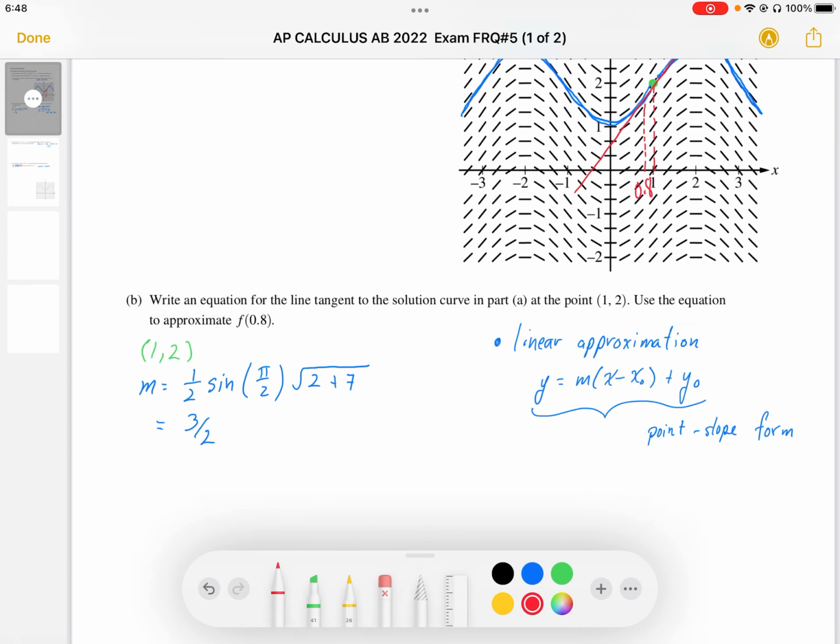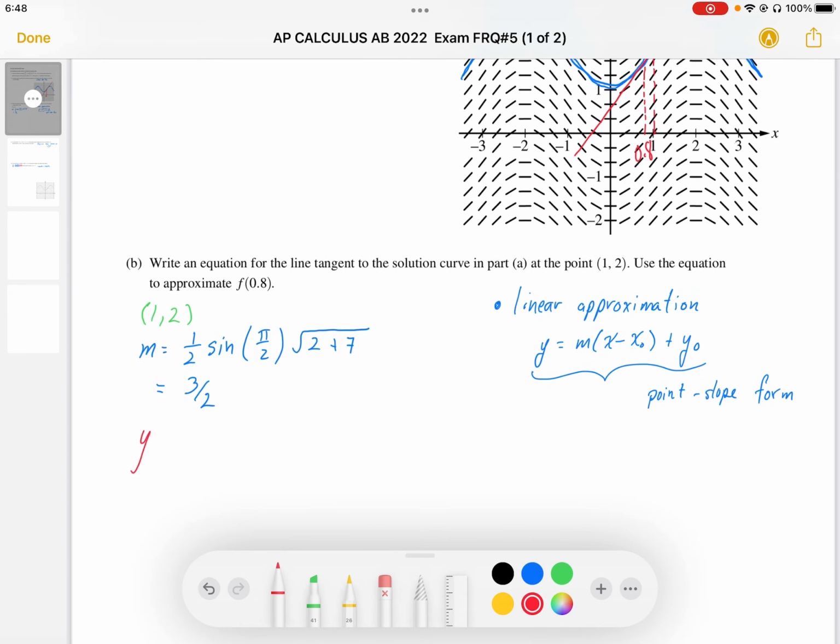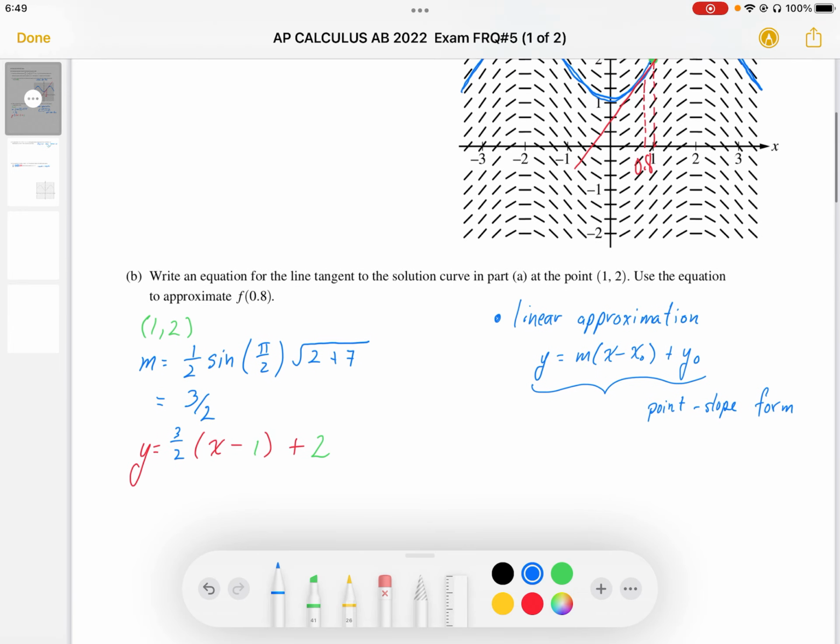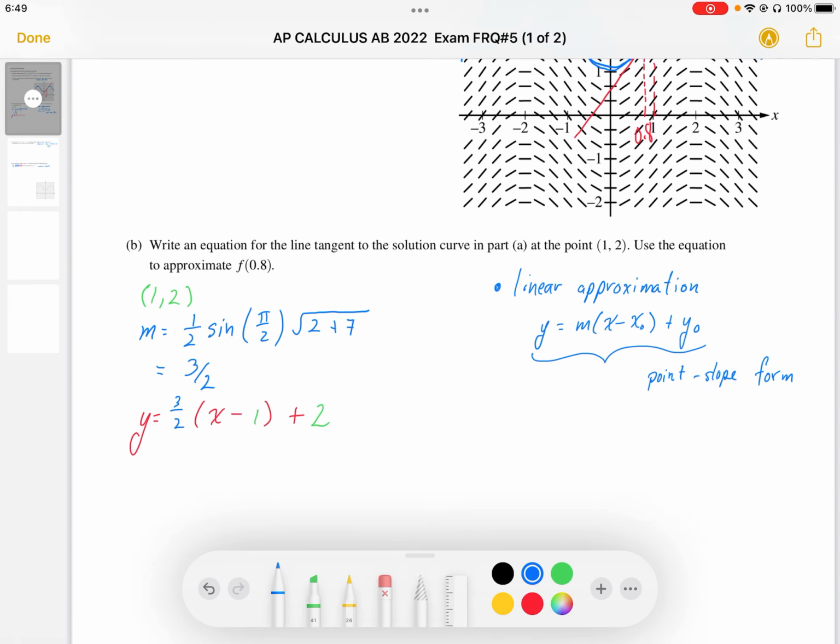And so the equation of the linear approximation line is going to be y equals the slope of 3/2 times (x minus 1) plus 2, since my coordinate is x is 1 and y is 2. I'm just going to color code this part here, and that is my slope. So I've come up with my linear approximation line, and now I'm going to use that line to approximate f of 0.8.